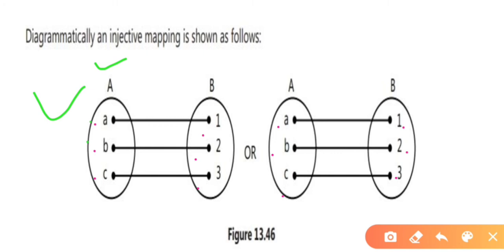Diagrammatically we can represent every element of set A has different image in set B. Every element of set A has different image in B, or you can say one-to-one mapping. Every element has its own image in set B.